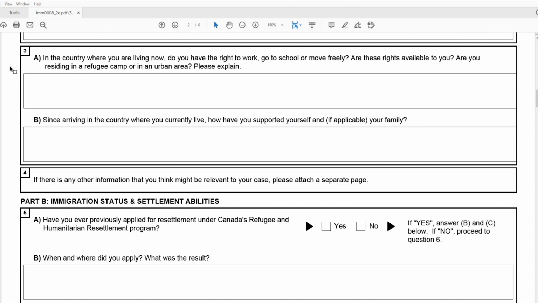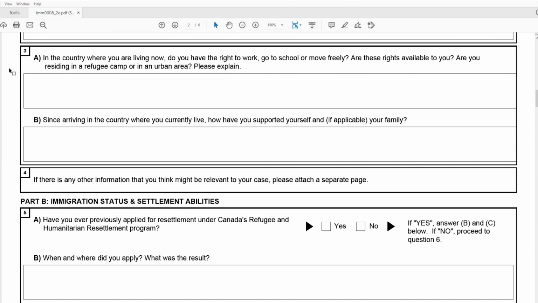Do you have the right to seek medical attention? Do you have the right to work? Do you have the right to education? If you're residing in a refugee camp, what is the name of that refugee camp? If you're not in a refugee camp, if you're in an urban area, explain how you obtained the ability to live in an urban area rather than a refugee camp, and how you are able to support paying for where you live in that urban area.